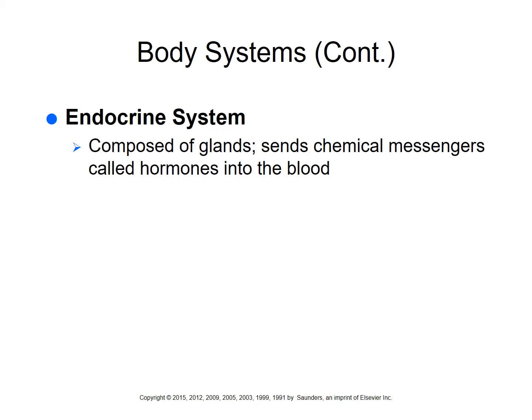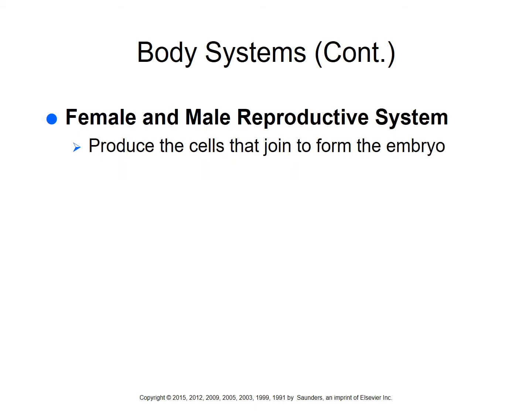The endocrine system is composed of glands, and these send chemical messengers, which are called hormones, into the blood. So an organ will create a hormone. This hormone will travel through the blood to a specific organ or location in the body to tell that organ to do its job. Of course, we've got the male and the female reproductive systems, and the joining of the sperm to the egg to form eventually an embryo.